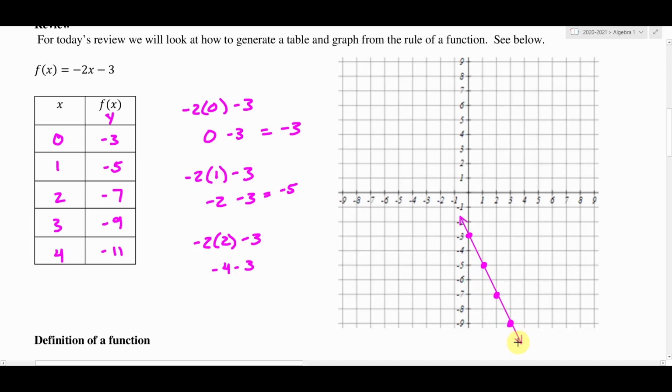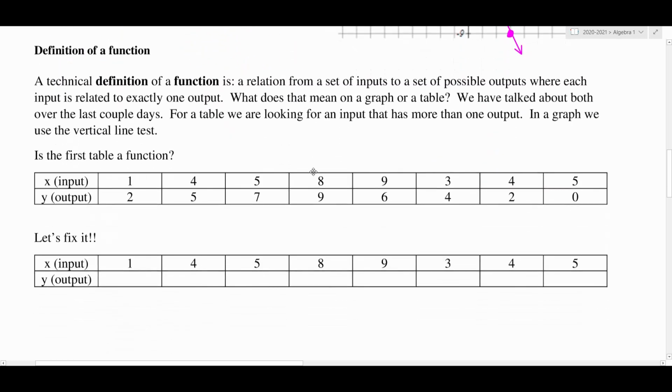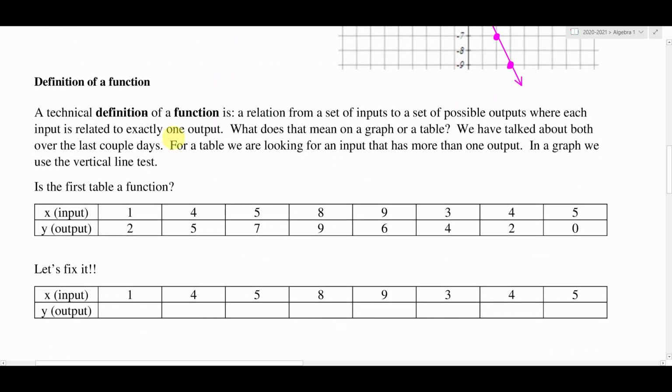Let's see if I can get this line to go through. There we go. And there's my graph, there's my table, and there's my equation. All right, so let's get back to the definition of a function. Now remember last time we had talked about this. I'll repeat this definition again.